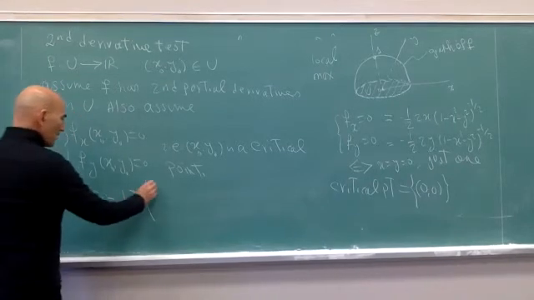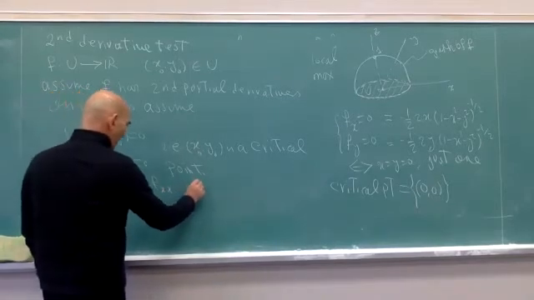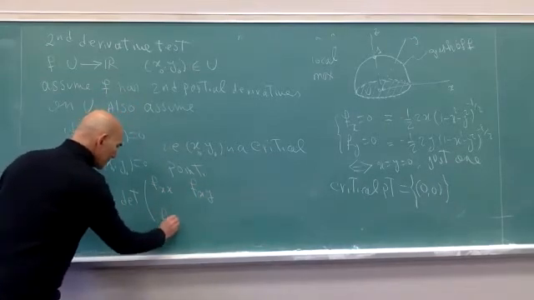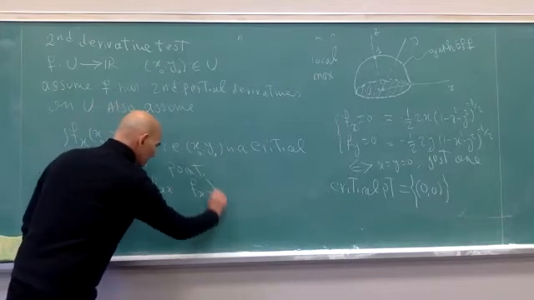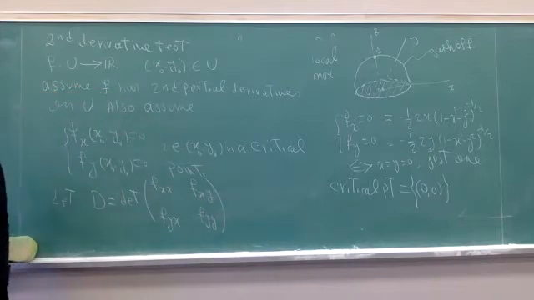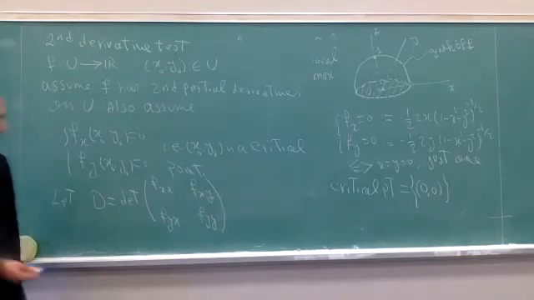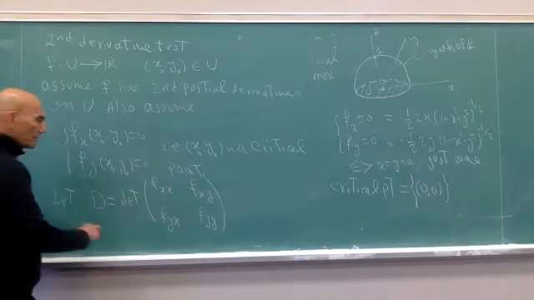So the matrix is fxx, fxy, fyx, fyy. So this is called the second derivative matrix. Of course, we compute it at this point x0, y0.